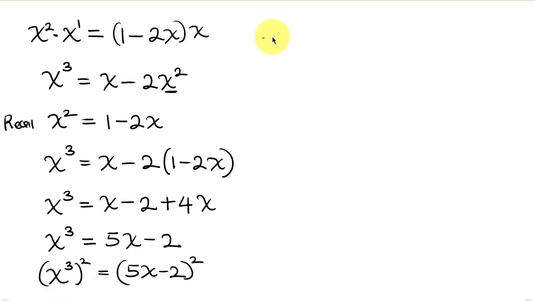So this results in x to the 6 being equal to, now let's expand this, 5x raised to the 2 is 25x squared. Very good. And then minus, so minus 2 times 5x times 2 is 20x. Very good. And then plus 2 squared is 4. Very good. So we've been able to expand.